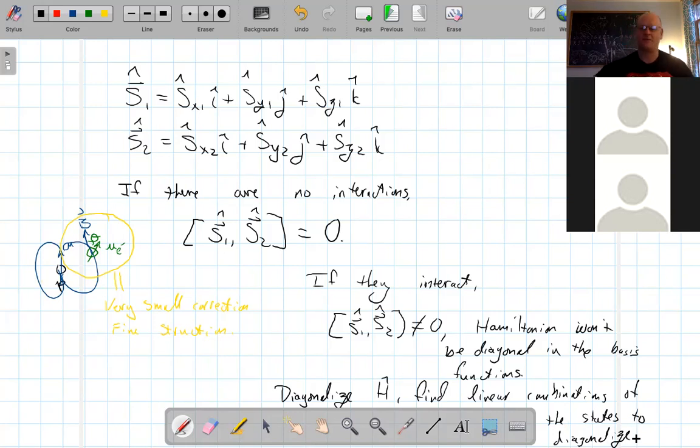So basically, meaning in those basis functions, the z, negative z, note that it won't actually be diagonal in that representation anymore, but we'll have to find linear combinations of those states that will actually diagonalize the Hamiltonian. And we've done that enough at this stage that we know how to actually do that. So good. Guys doing okay?